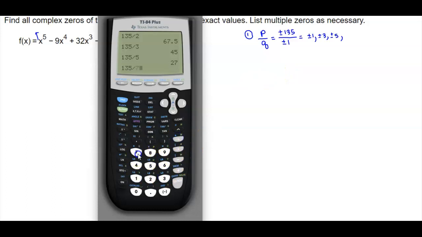135 divided by 6 doesn't work. 135 divided by 7, not factorable. So we saw the other values. We have 135 divided by 3, so we have 45. Right, so 135 divided by 9, and that's 15. So we know we have plus or minus 9, and we have plus or minus 15.